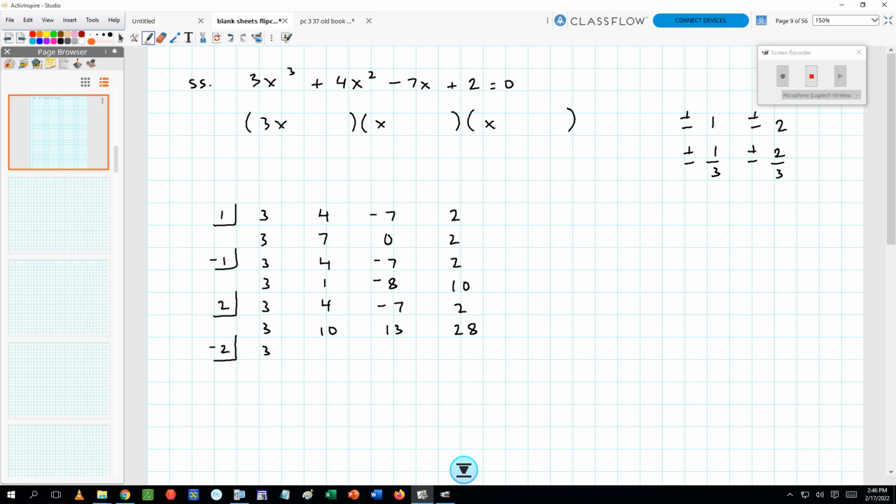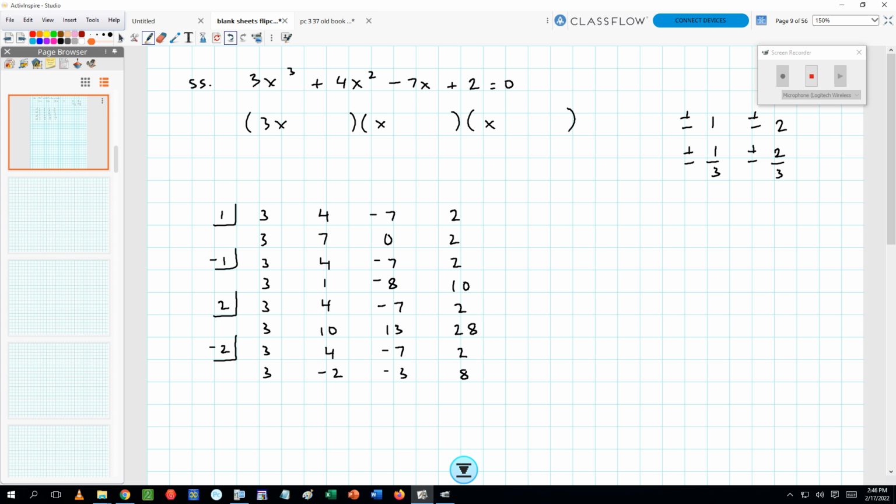-2. Oops. That's my next thing. Bring the 3 down. 3 and -2 gives me -6. I add, I get -2. -2 and -2 gives me 4, which makes that -3. -2 and 3 gives me, but that doesn't cancel, that gives me an 8. So we have to switch gears and do long division.